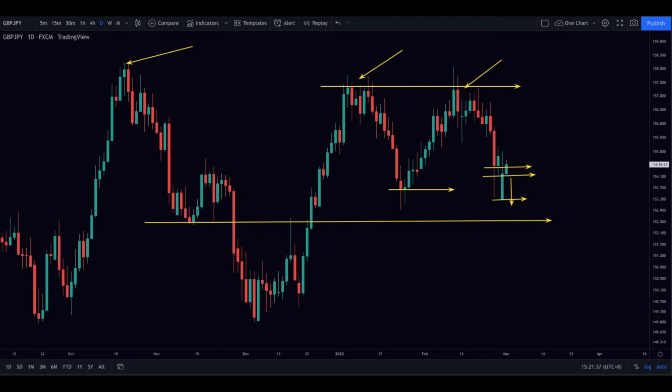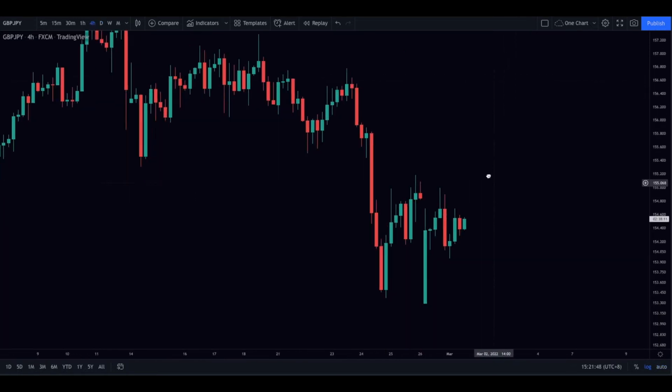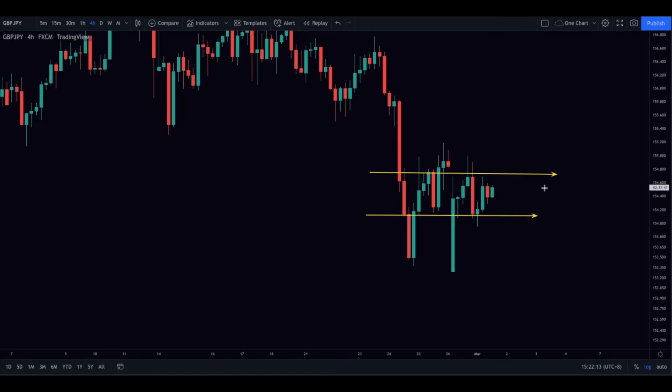Moving over to our 4-hour, looking at the overall structure, we have a downtrend here. We got this small range that's formed right here. Price is currently driving up to the top of the range, but a minor resistance was formed here. If we can get closure above here, we can expect price to continue driving here before reversing to come back down.